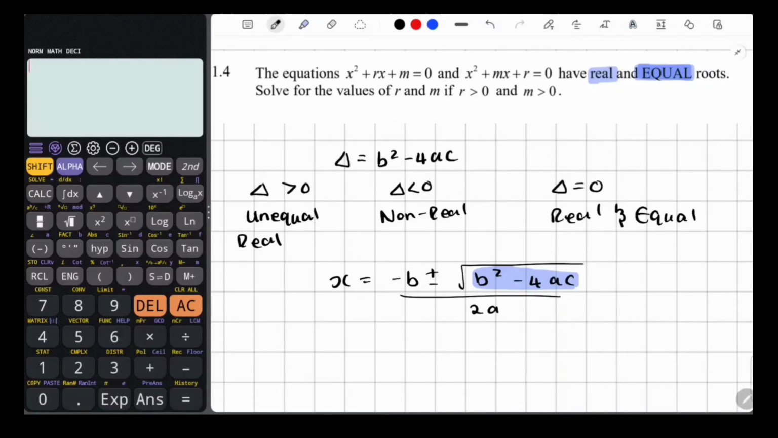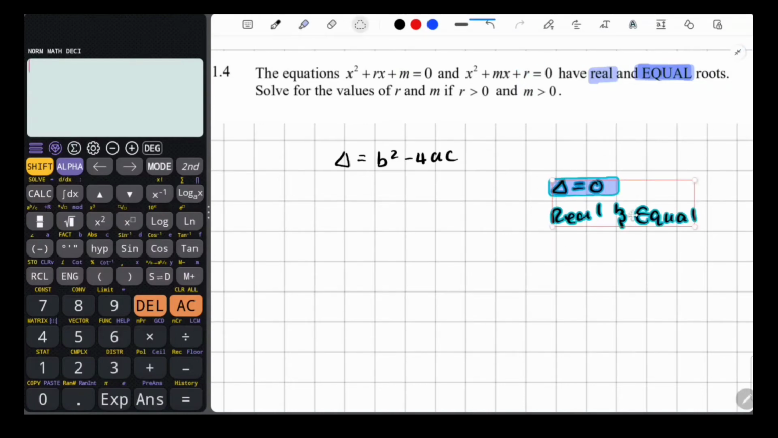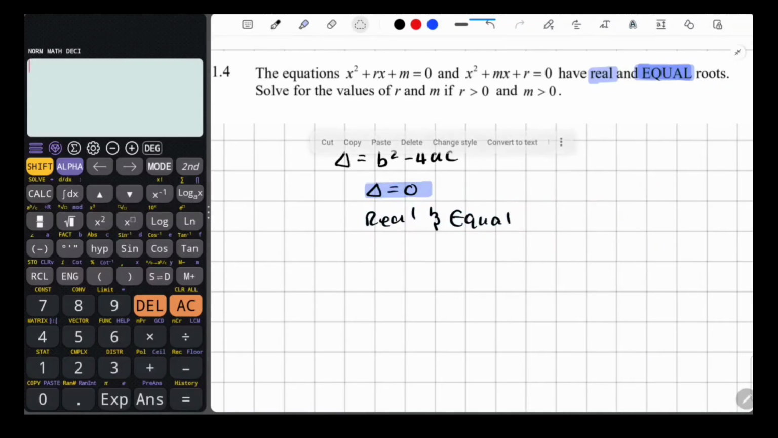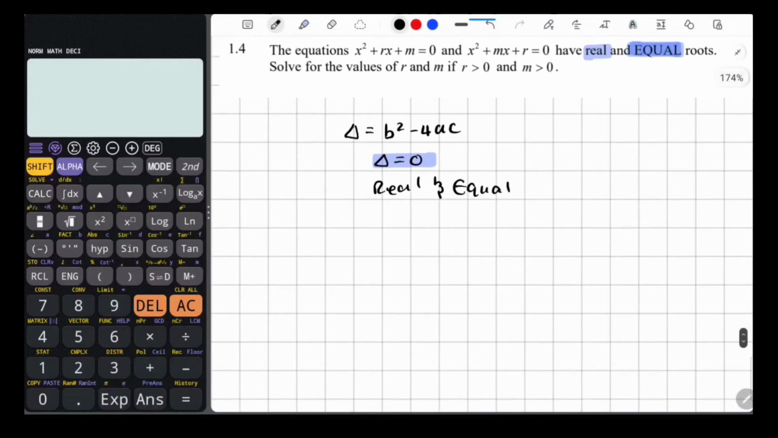So we're going to go ahead and use this. They want delta equal to 0 because they specifically asked for real and equal roots. And remember, they said that both of these equations have real and equal roots. So we're going to work with delta equal to 0. I'm actually going to split this into two parts, one part for this equation, the other part for the other equation. So let's use delta on these two equations.